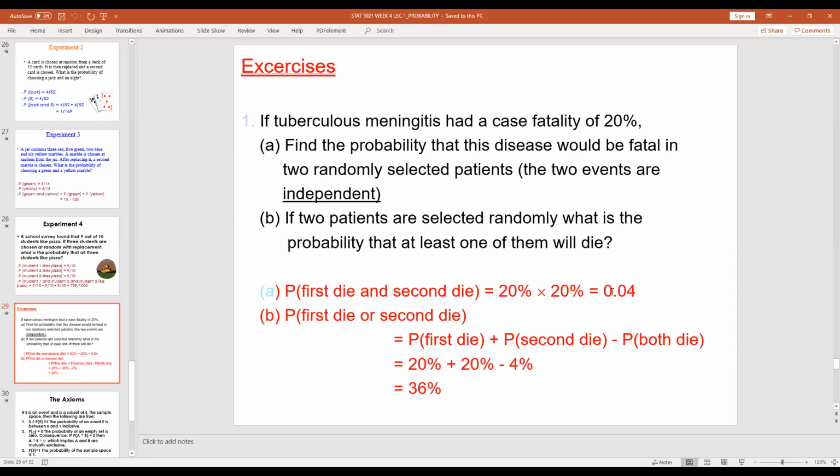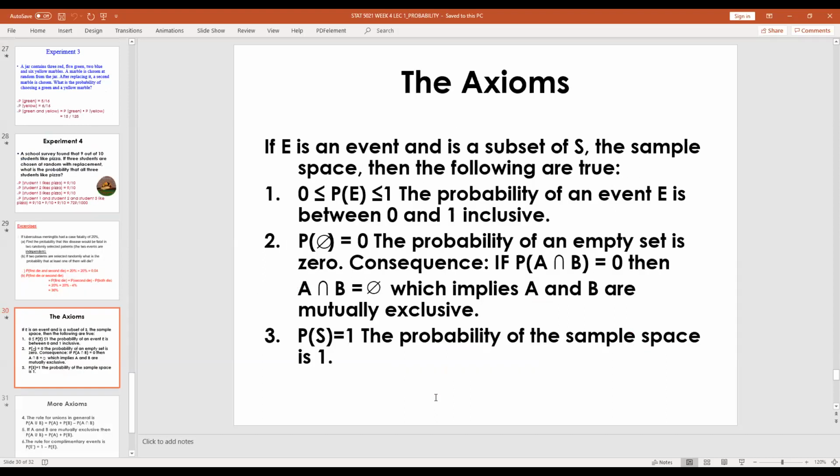I'm going to say that again. It's either this person dies, or this person dies, or they both die. That is non-mutually exclusive. And that is why the probability is first die or second die minus both die. The first die still remains 20%, the second die still remains 20%, and both die is what I computed here. At the end of the day, the probability that at least one person is going to die would be 0.36, which is 36%. So that is how that is figured out.